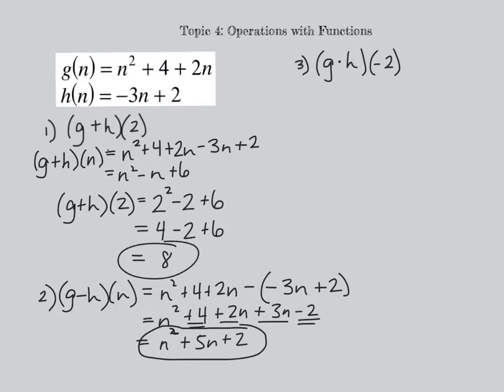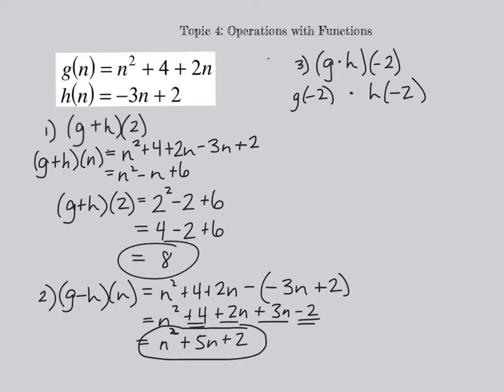Our last one I'm going to do in a slightly different way just to show you the alternative method. I'm going to plug in -2 for each one of these and then multiply them together. So I'll first do g of -2 and then we'll multiply it by h of -2. This is an alternate way of doing it. Rather than first multiplying out using n's and then plugging in -2, we can plug in the -2 first.